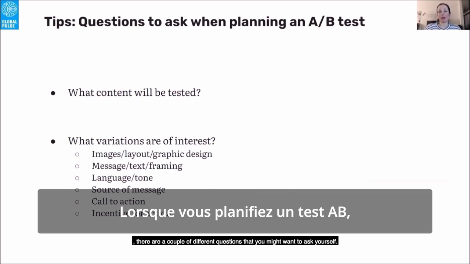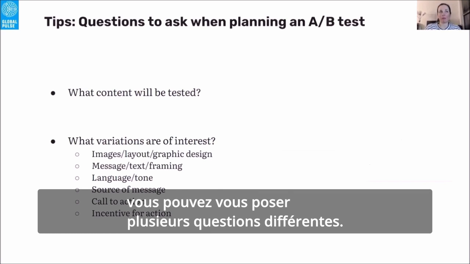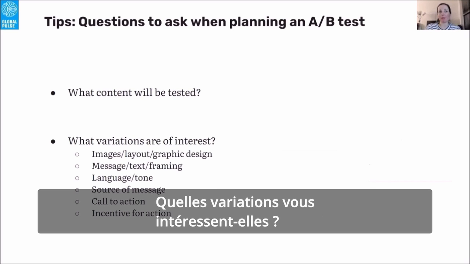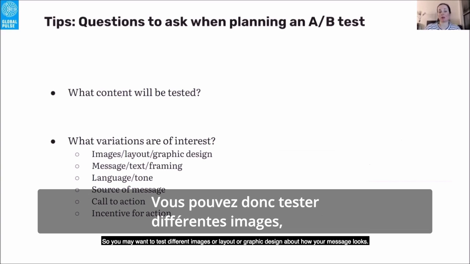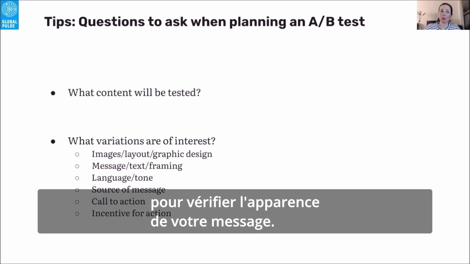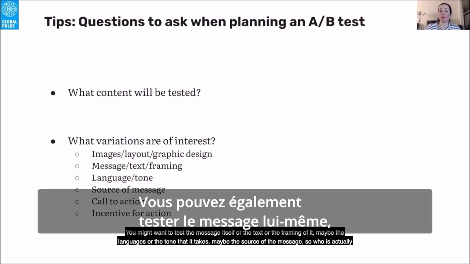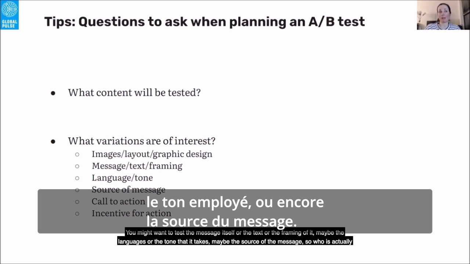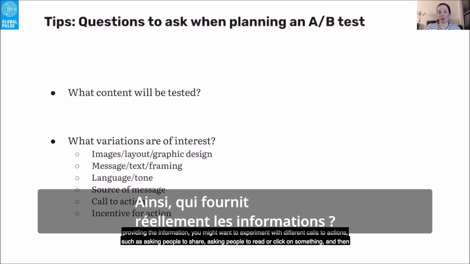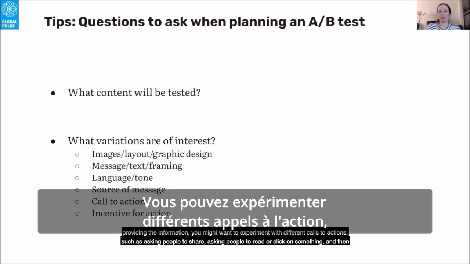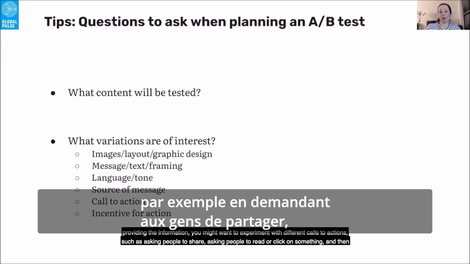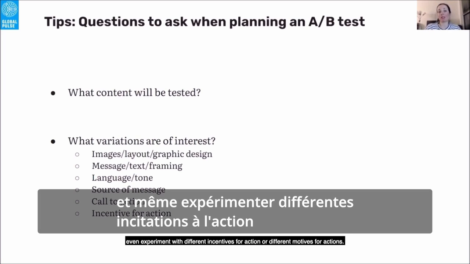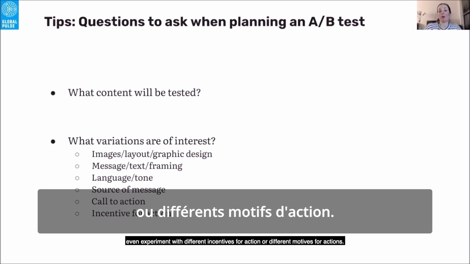When planning an A/B test, there are a couple different questions that you might want to ask yourself. The first is what content you want to test. What are the variations that you're interested in? You may want to test different images or layout or graphic design about how your message looks. You might want to test the message itself or the text or the framing of it, maybe the language that it's in or the tone that it takes, maybe the source of the message, so who is actually providing the information. You might want to experiment with different calls to action, such as asking people to share or asking people to read or click on something, and then even experiment with different incentives for action or different motives for action.